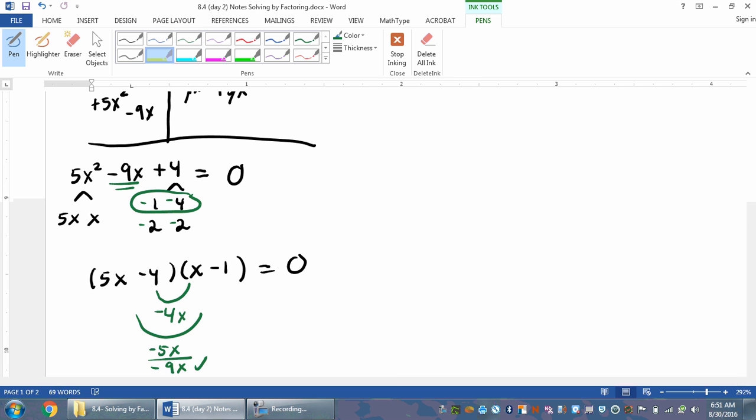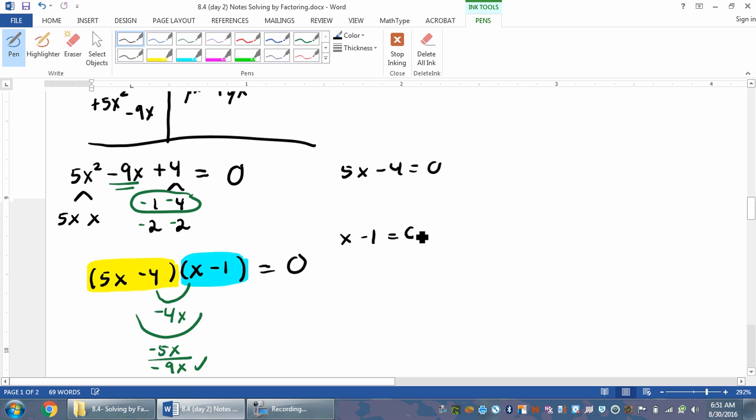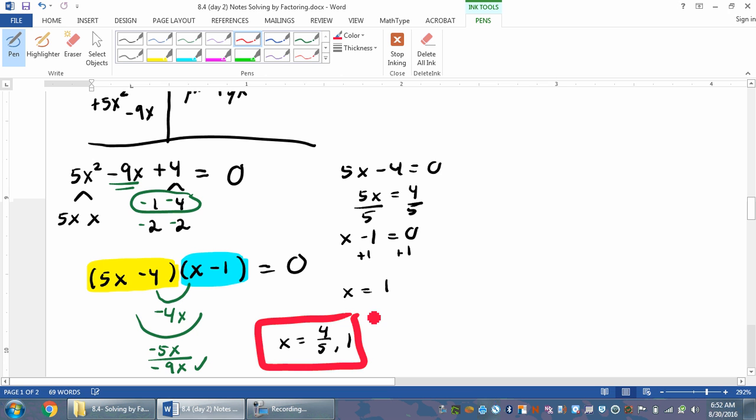From here, I have 5x minus 4 times x minus 1 equal to 0. Well, for the zero product property, I know that either 5x minus 4 is equal to 0 or x minus 1 is equal to 0. So here, in my first equation, I'm going to add 4 to both sides, so 5x is equal to 4. So x is equal to 4 fifths. Here, I'm going to add 1 to both sides, so x is equal to 1. My two solutions are 4 fifths and 1. Sorry, I kind of ran out of room right there, so I didn't have room to write it.